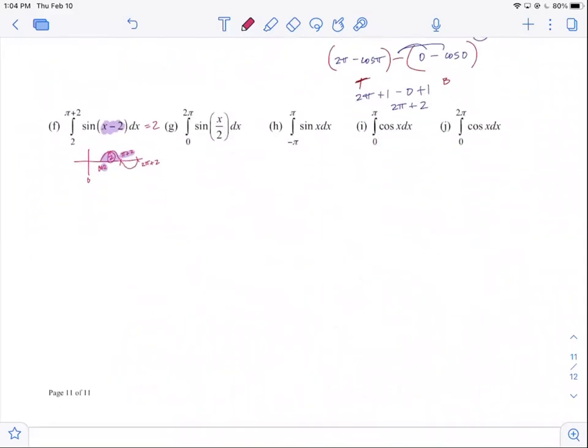But I hope you understand now, integral and area, not the same, but closely related. Any questions? All right, have a great lunch. Good to see everybody again. I missed y'all yesterday.